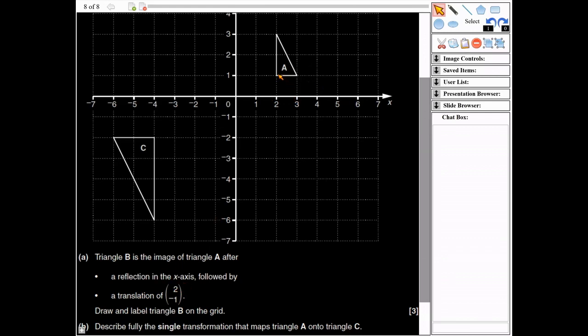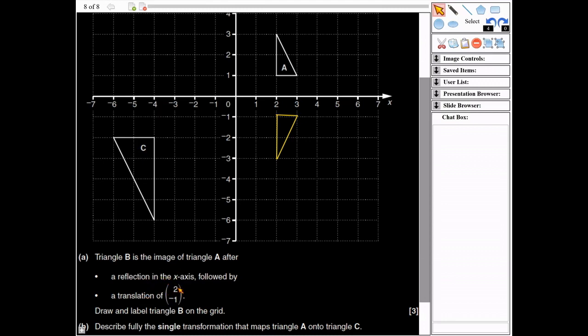So first of all, we're going to have a reflection in the x-axis. The x-axis is along here, so that's going to act as my mirror line. What I'm going to do is move each point equidistant to the other side of the mirror line. So this point will become here, this point will become here, and this point up here, 3 away, will become 3 away down here. So after the first transformation, my triangle is going to look like that.